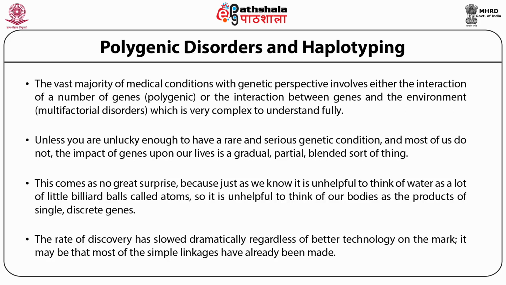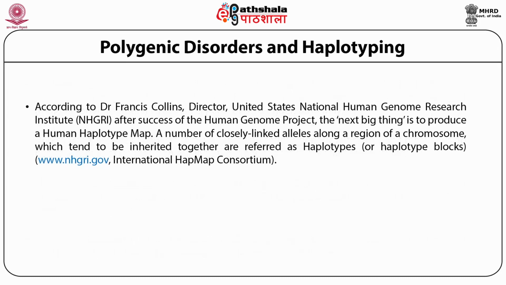Only 17 genes were identified with a genetic disorder out of the last 3,783 genes which had been mapped. According to Francis Collins, Director, United States National Human Genome Research Institute, known as NHGRI, after the success of the Human Genome Project, the next thing is to produce a human haplotype map.